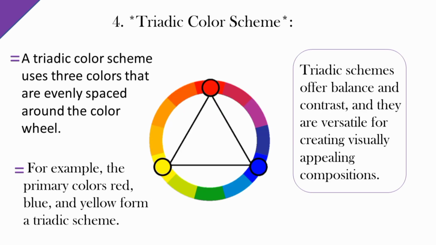4. Triadic color scheme. A triadic color scheme uses 3 colors that are evenly spaced around the color wheel. For example, the primary colors red, blue, and yellow form a triadic scheme. Triadic schemes offer balance and contrast, and they are versatile for creating visually appealing compositions.